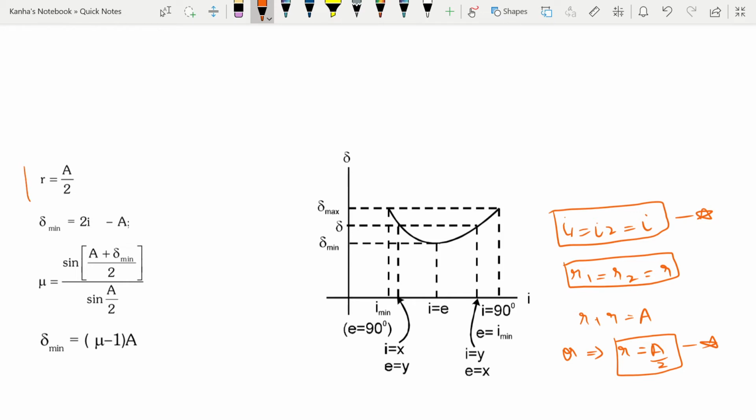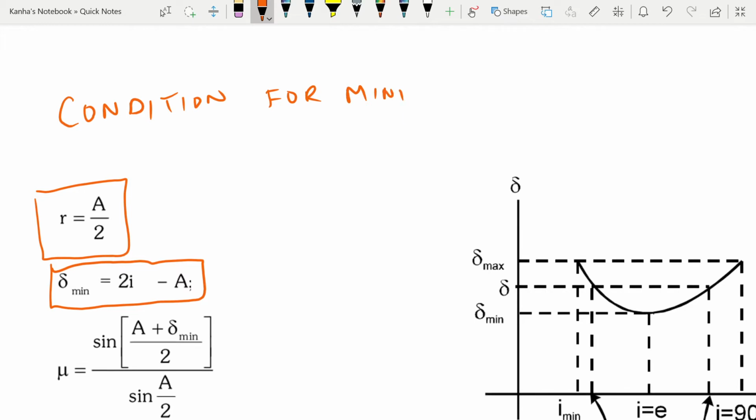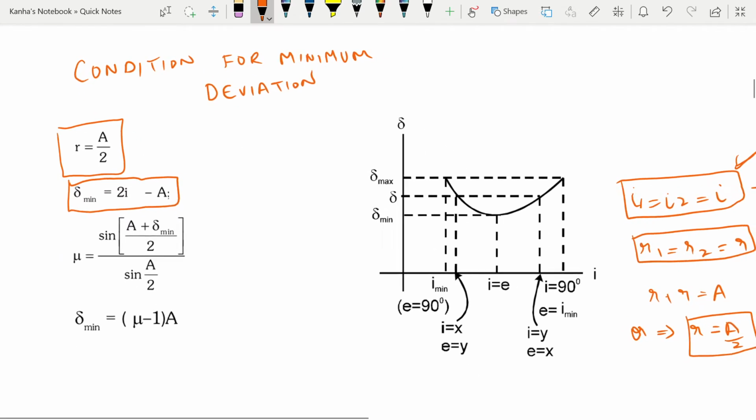So these are the conditions for minimum deviation. R is equal to the angle of prism divided by 2. And how do you get the minimum deviation? Minimum deviation is nothing but 2 times I minus A, because it was equal to I1 plus I2 minus A, and here I1 is equal to I2, as I already stated. So I'll just write it down here: condition for minimum deviation. You should make small notes of these.